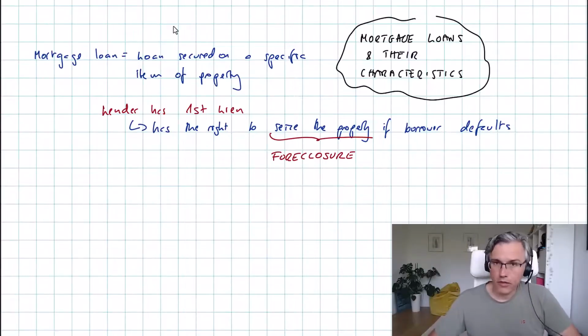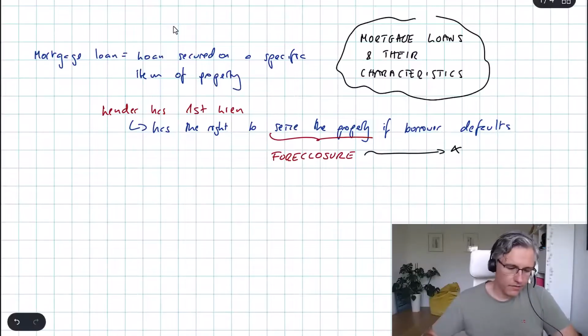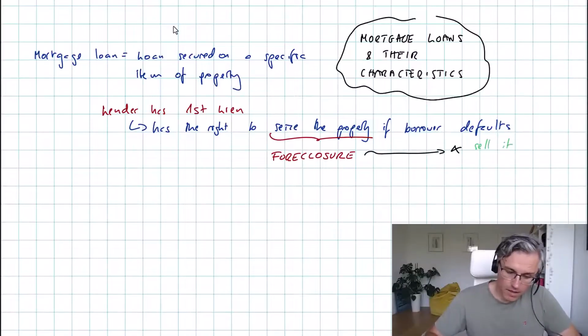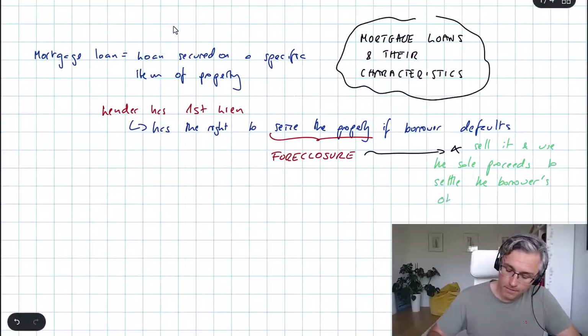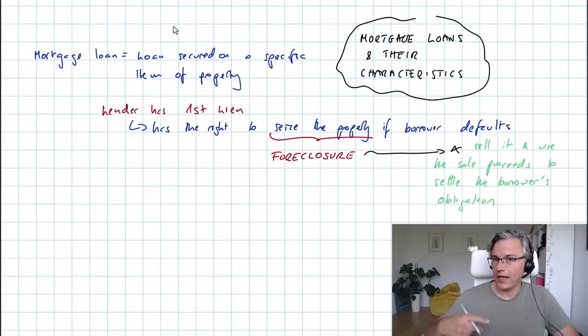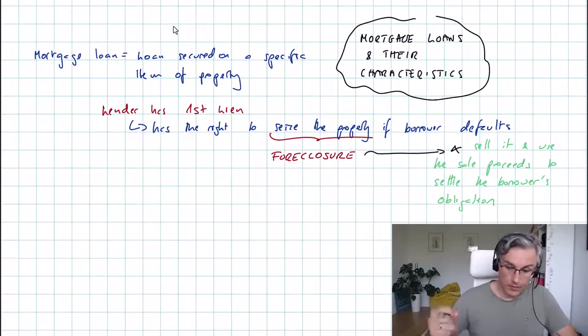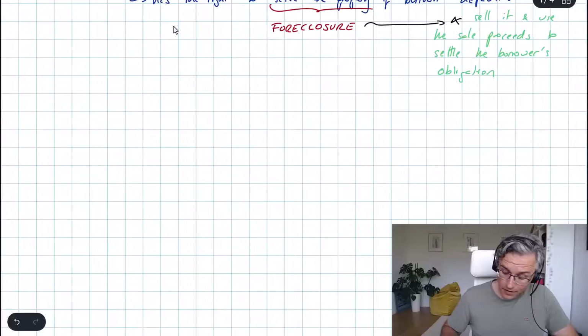So the lender forecloses on the property, they seize the property, and subsequently have the right to sell it and use the proceeds from the sale to settle the borrower's obligation. And later on, towards the end of this video, we'll have a look at what happens when the proceeds from the sale of that property are actually not enough to pay off the obligation.